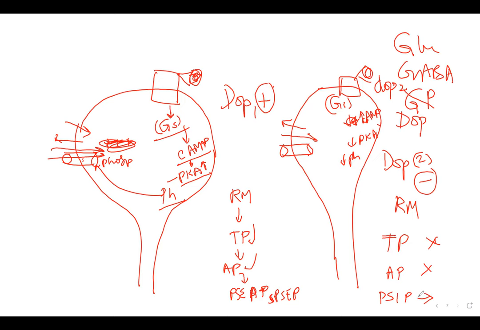Okay? Yes, sir. So much of biochemistry is required to be known. Why? Because the basal ganglia function is so complex. It is influenced by three neurotransmitters in four different ways. That's why we need to know. Now you summarize this.